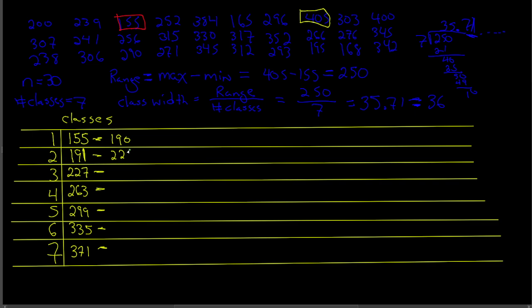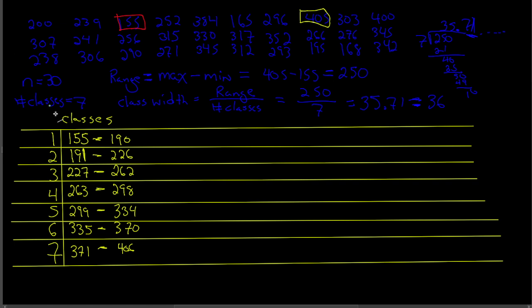So 226, 262, 298, 334, and 370. And now to get my last one, because I don't have a number to drop by 1 here, I'll add the 36 to this and get 406. And notice 406 is just one more than our max 405.